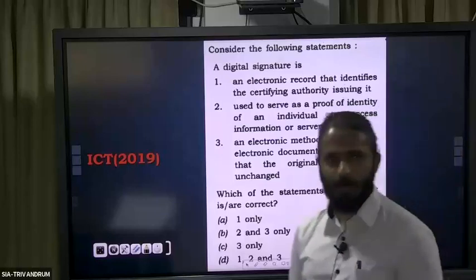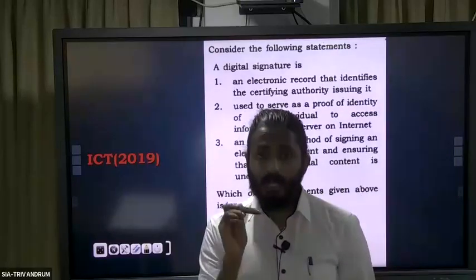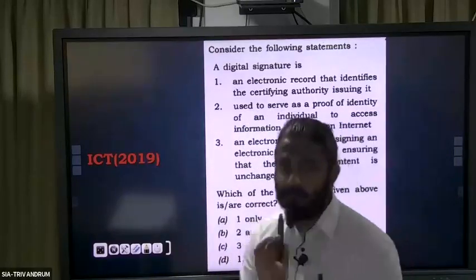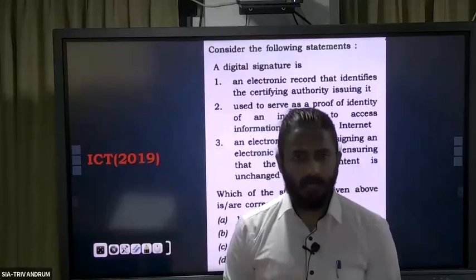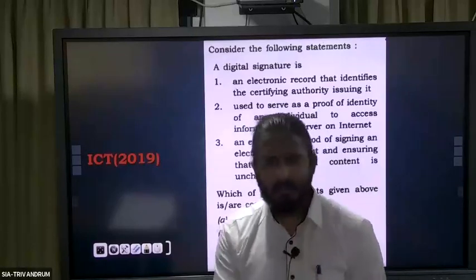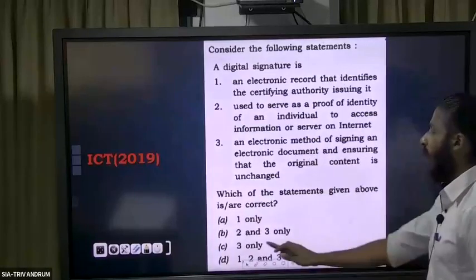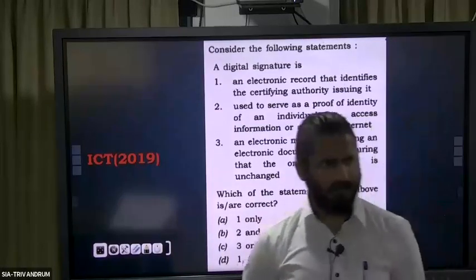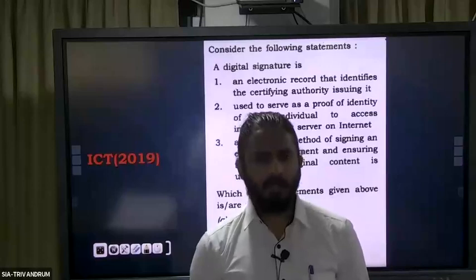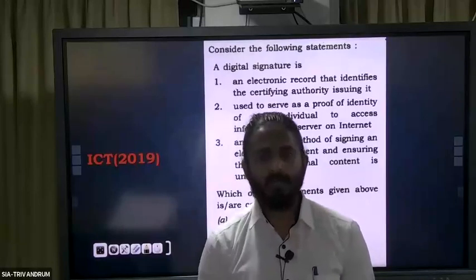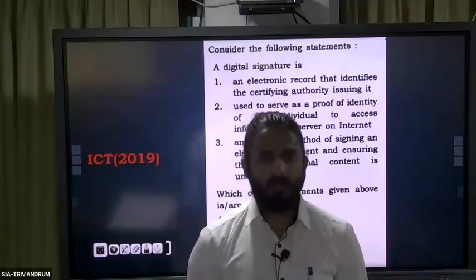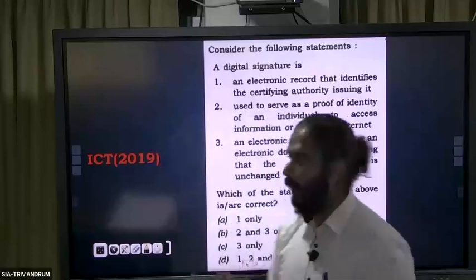and it is used as a proof of identity. Actually, these two statements were wrong. But if you take digital signature certificates, these two were actually right. But digital signature in its simplest form was only 3. So the answer here was D. And most of the aspirants, I think, marked D, going by the "D tendency" of science and technology. So you should apply some logic also before you answer D.